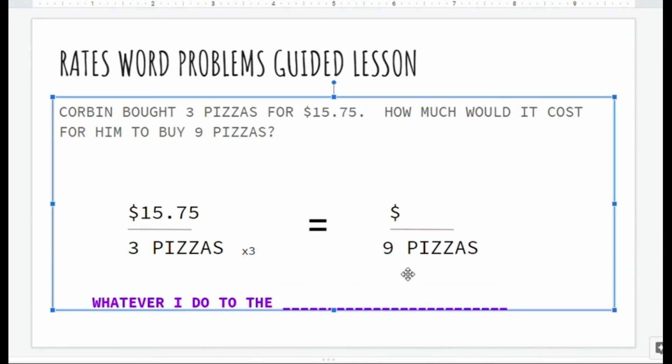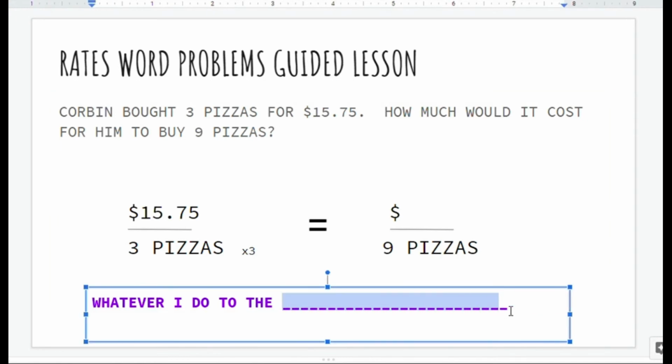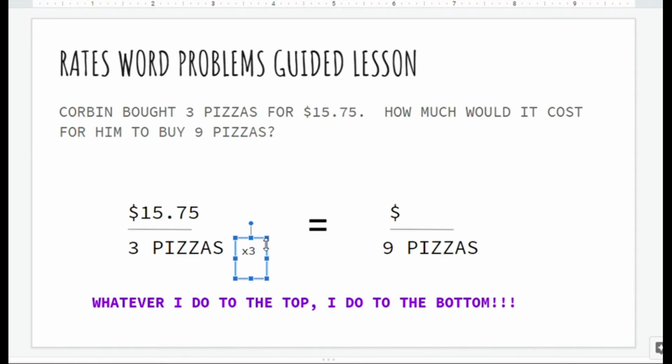So 3 times 3 is 9. Now whatever I do to the top or bottom, whatever I do to the top, I do to the bottom. Always remember that. So if I multiply 3 pizzas times 3, I need to multiply $15.75 times 3. So we're going to do that math.